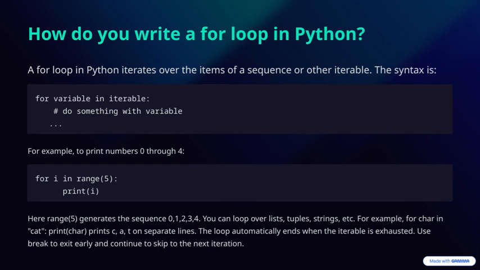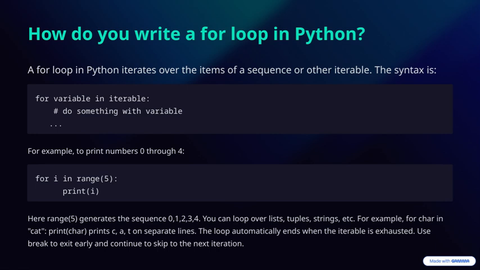Here's where break comes into play. Conversely, continue allows you to skip to the next iteration without completing the current one. In the example shown, we use a for loop to print numbers from 0 to 4, which is a straightforward way to do repetitive tasks a fixed number of times. The syntax is simple. You declare a variable, say i, and assign it to each item in the iterable, which in this case is generated by range(5).